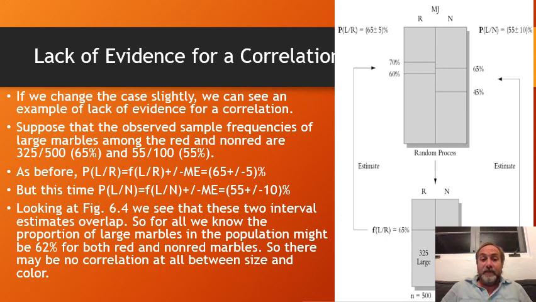But this time, the probability in the population of large conditional on being non-red will be equal to the sample frequency of large conditional on non-red plus or minus the margin of error, which is 10% again. But this time the number is 55 plus or minus 10%. So our interval on the top right there will run between 45 and 65. So now we got an overlap, right? The lowest value for red is 60 and the highest value for non-red is 65.